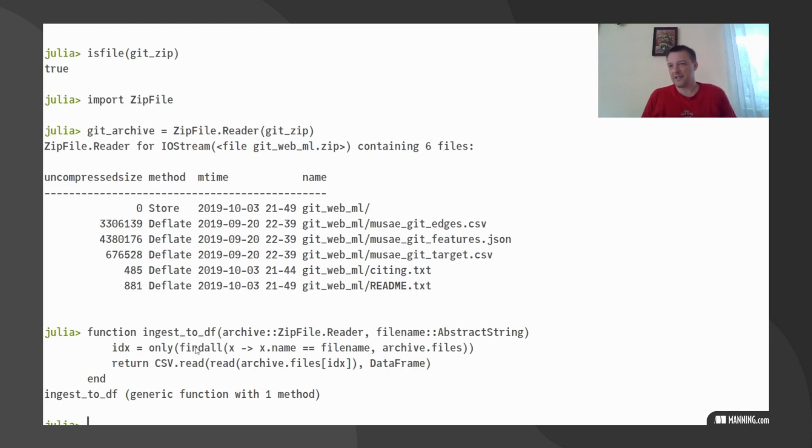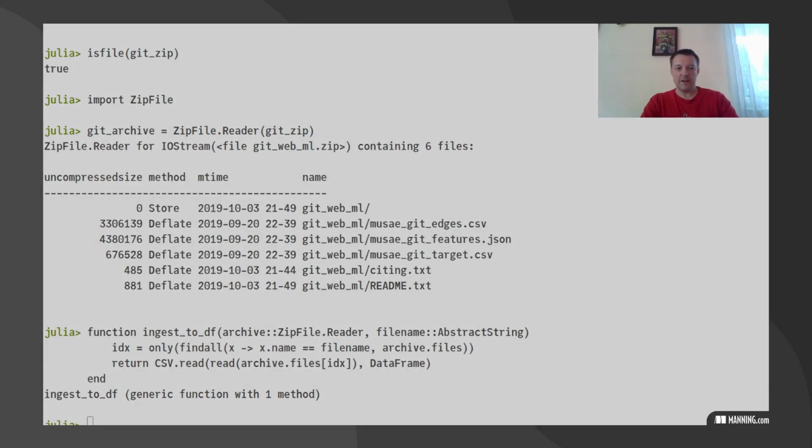And the second thing I do, if I have the index of this file in our archive, then I read the data from the file with this index, and then use the CSV read function to read the data fetched from the archive into a data frame. Here I specify that the CSV read function should return a data frame.